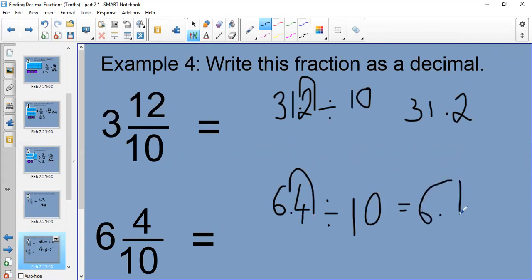Okay, 6.4. So no matter how many numbers you're working with, you are only moving your decimal point back one space to get your answer. So 6 and 4 tenths is 6.4. 3 and 12 tenths is 31.2.